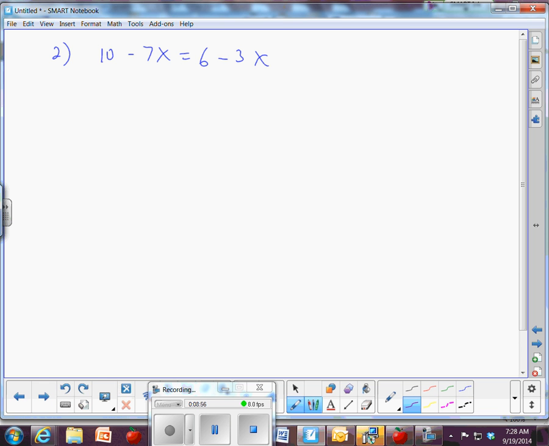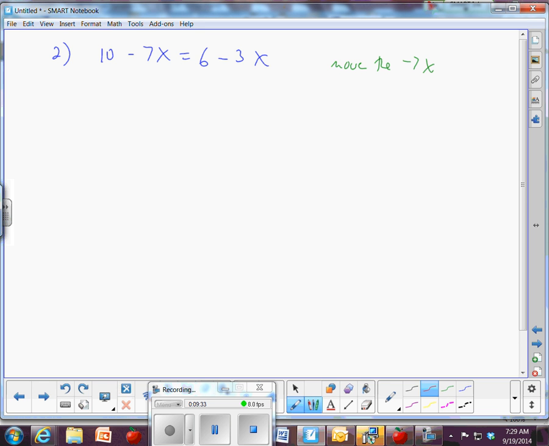So again, notice we have variables on both sides. I have a negative 7x on the left, and I have a negative 3x on the right. To move the negative 7x to the other side, I'll have to add a positive 7x to both sides. That would give me positive x's on the right. If instead I move the negative 3x from the right to the left, I'll have to add a positive 3x to both sides, and that will leave me with a negative quantity. So my choice is going to be to move the negative 7x.